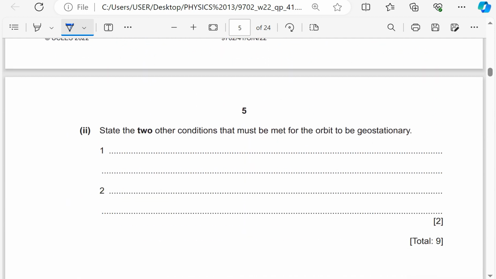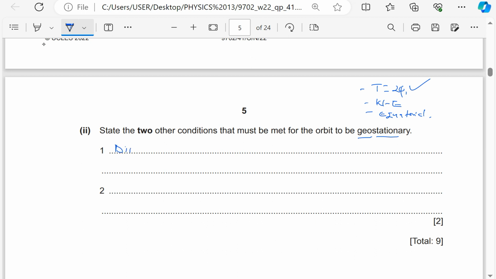Okay. Then state two other conditions that must be met for the orbit to be geostationary. Remember, for a geostationary orbit, geo means with reference to the Earth, and stationary means when you view the orbit from the Earth, it appears to be stationary. So the period is the same as the period of the Earth, which is 24 hours. Then it is also from west to east, just like the rotation of the Earth. And also it is above the equator, so we say it is in equatorial orbit. These are the three conditions. The first one has been mentioned, so we have to state the two remaining ones.